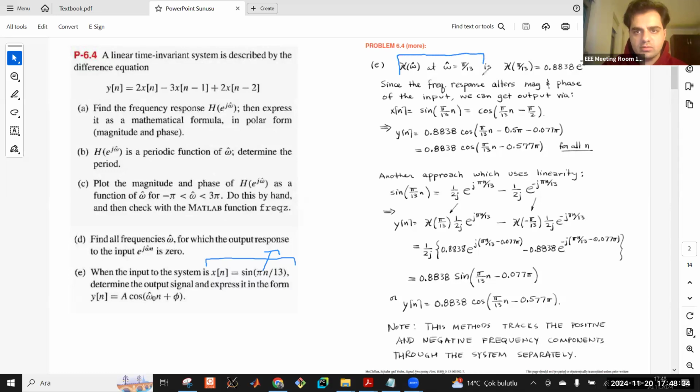We need to find H of omega at pi over 13, and it is equal to this value. And we will simply multiply it with the given signal. We always use the cosine, so we convert this sine signal to cosine. There will be a pi over 2 phase shift. So we directly multiply them. This will be the magnitude. This will be the phase shift. Therefore, this will be our output.